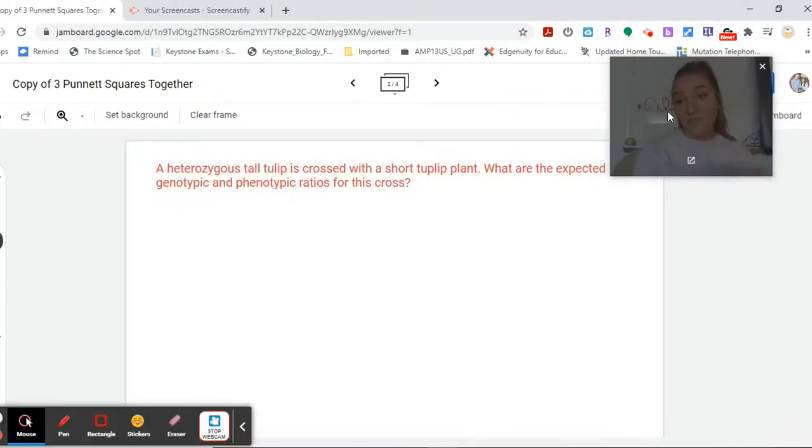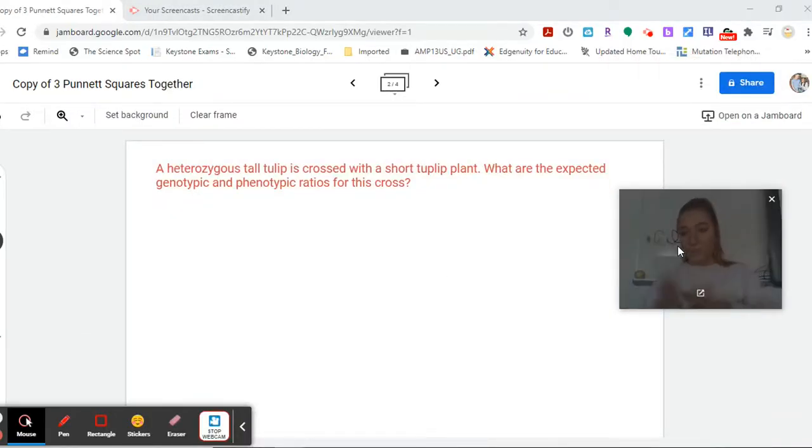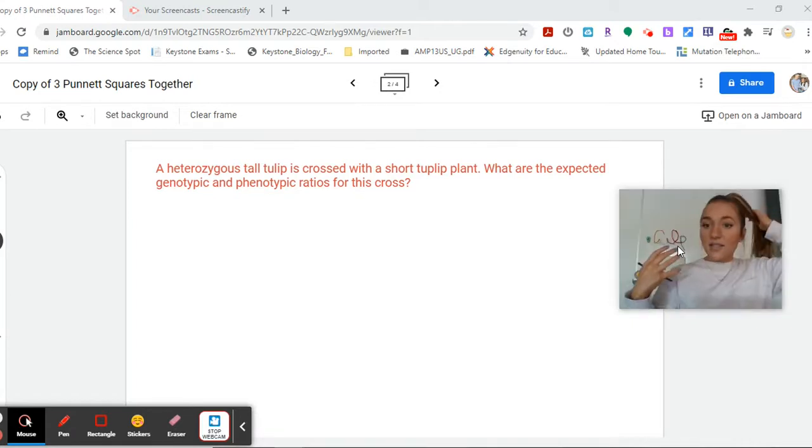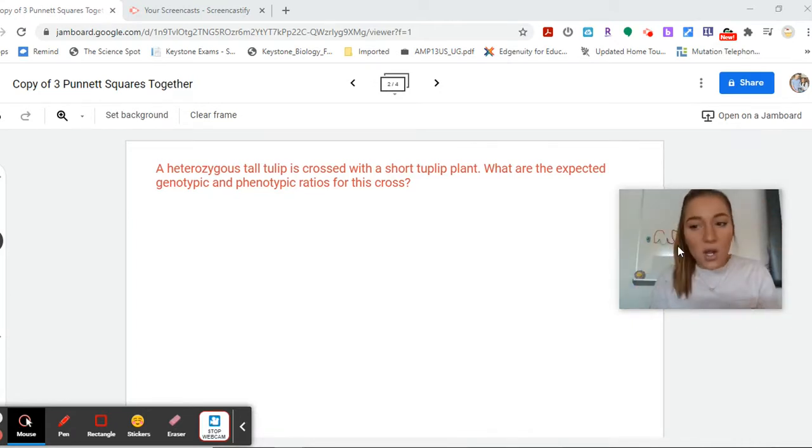Speaking of babies, the whole concept of Punnett squares is that we're trying to predict what our offspring, what our babies could potentially look like in terms of their phenotypes because of the genotypes that they could inherit. So let's do a practice problem today.